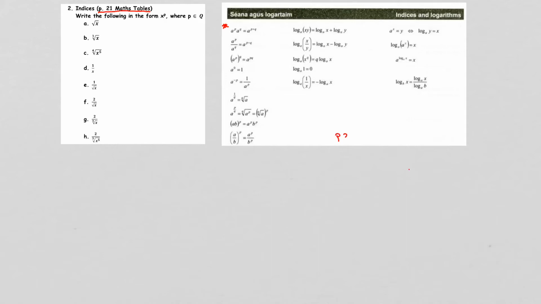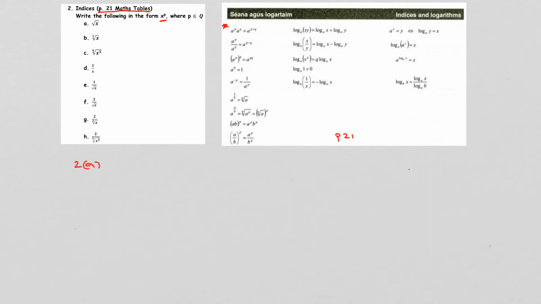So that's page 21. And the first thing we're looking at here is the square root of x. You can see here, I'm asking you to write it as x to the power, where the power can be anything from a natural number, an integer, or a fraction. In other words, it's one of the rationals will be the power. Okay, so let's look at the first one, the square root of x.